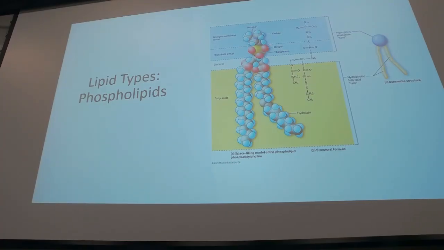So then in between these fatty acids and this phosphate group, we have here a glycerol molecule, and then we have a nitrogen containing group in here. So that's the phospholipids.